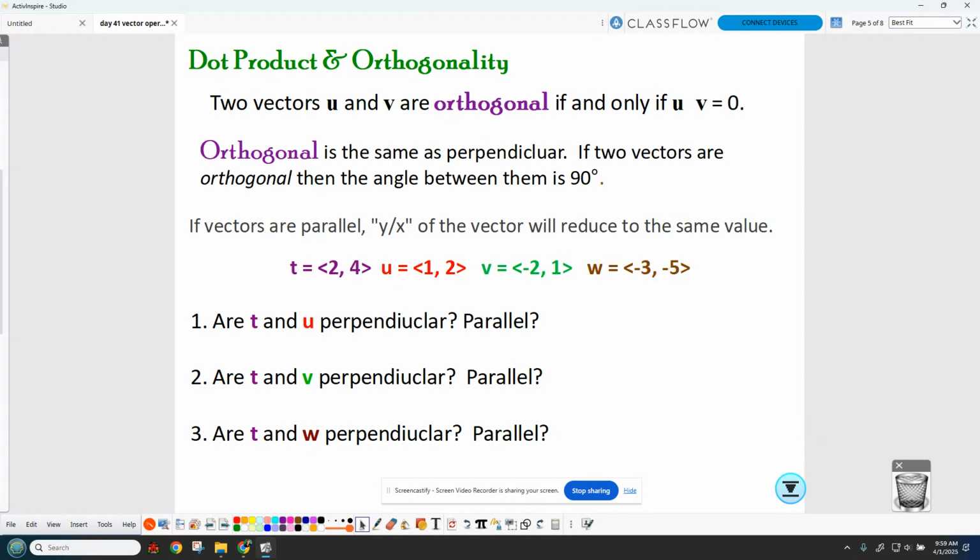For each of those, are T and U perpendicular, parallel, or neither? Find out for each of those 3 pairs. And then compare with the person next to you. Khalil, do you want to put the problem up for us? Sebastian will put the second one up.